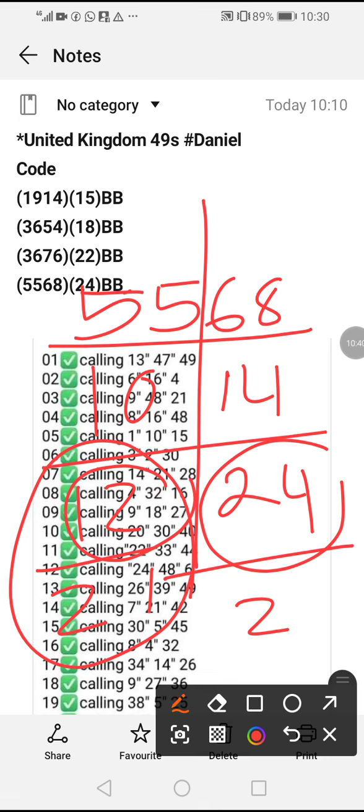Then when we say 5 plus 5 is a 10, plus that gives us a 24. So that's why I had to put these numbers on the bonus sections, just in case. Because those numbers, 15 is cold, 18 is cold, 22 is cold, 24 is hot. It's the one on the pot.